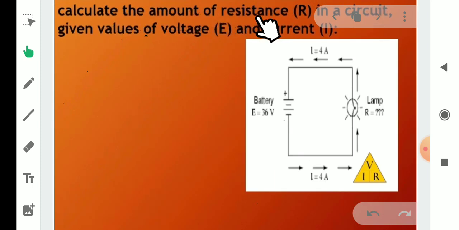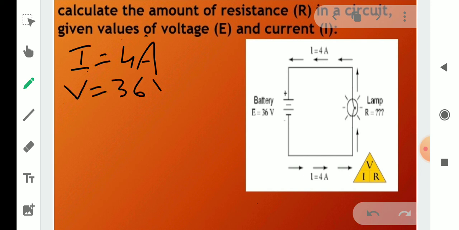Calculate the amount of resistance R in a circuit given the value of voltage V and current I. So here voltage is given, current is given, resistance we have to find. To find resistance, eliminate resistance R. So what is the formula you are going to get? That is V divided by I. R is equal to V by I. So now let us write down what is given. First, current I is equal to 4 ampere and voltage is 36 volt.